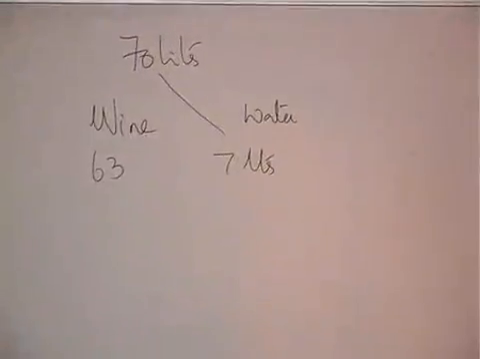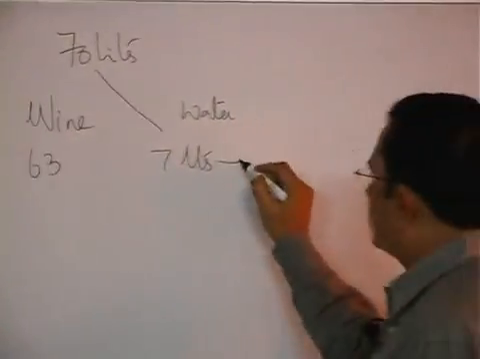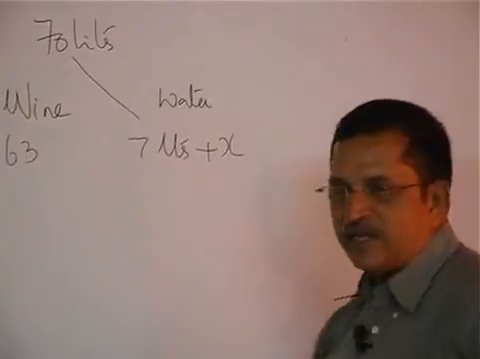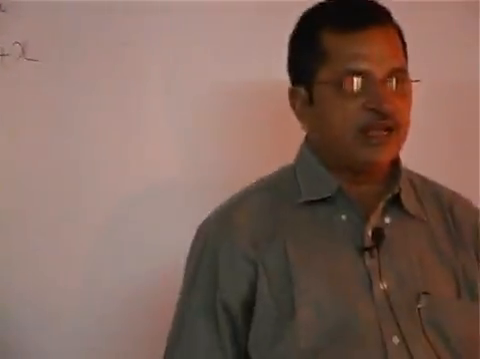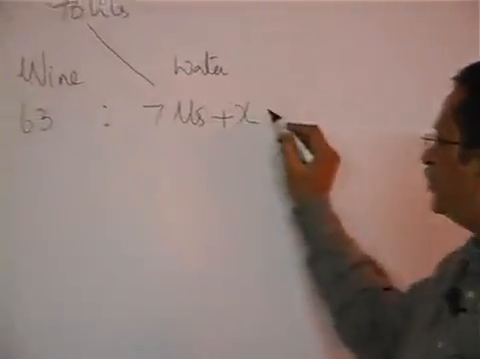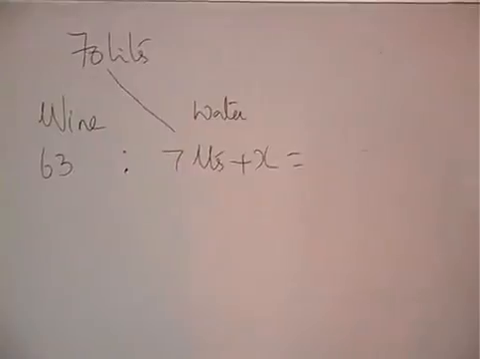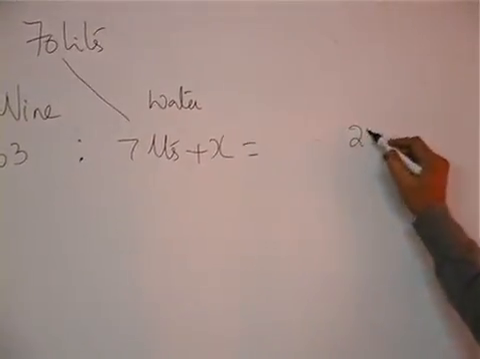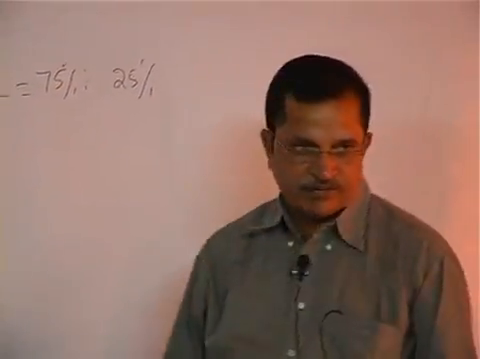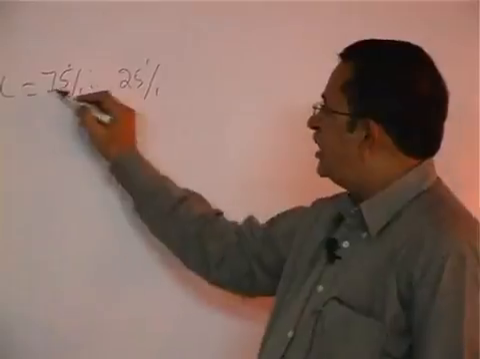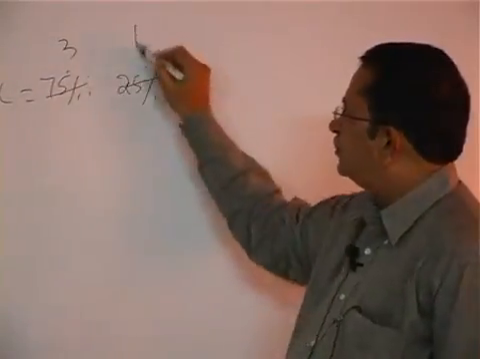Added to it, he said. Suppose x liters of water is added. After adding x liters of water, if you find the ratio, what is the water, he said? Water is 25%, which means wine is how much? 75%. So they are in the ratio of 3:1.